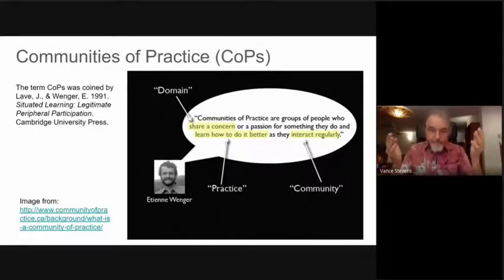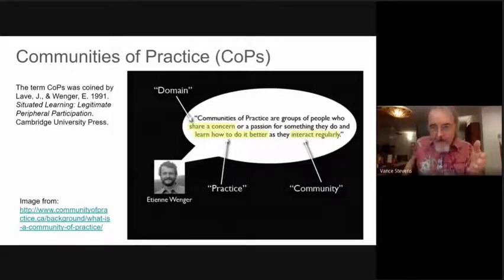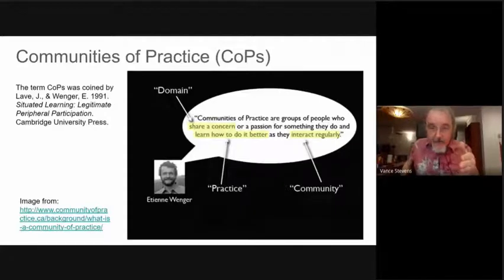So an apprentice, someone who learns in an apprentice fashion, probably doesn't get a manual or a book. They just kind of follow the model of the master. So this graphic right here, which I found at that website that I've just linked there, defines communities of practice as groups of people who share a concern or a passion for something they do and learn how to do it better as they interact regularly.